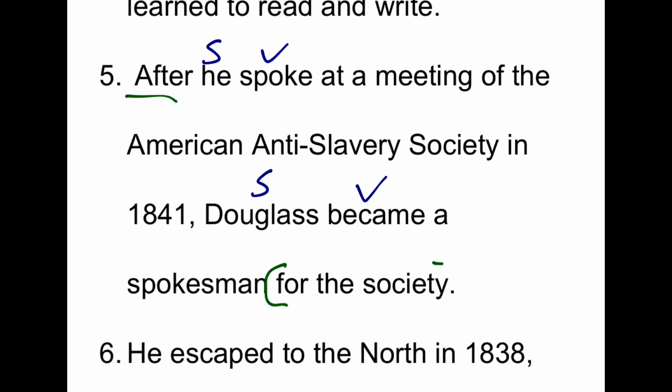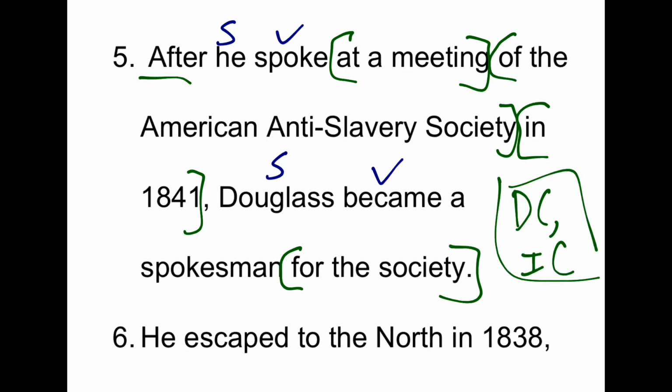Don't be confused by the prepositional phrases that are all throughout this sentence that make it seem a lot longer than it would be otherwise. He spoke, Douglas became. After makes the first one dependent. All those phrases, or perhaps the object of what Douglas became, are not subjects and verbs. Which means we have a dependent clause, then an independent clause.